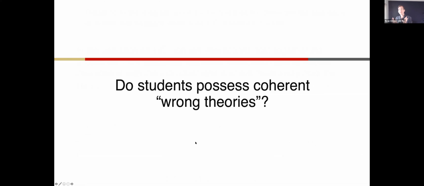So, to me, a natural progression from that sort of realization is this question of, do students have these sort of coherent wrong theories that they're drawing on when we ask them to make sense of phenomena in terms of atomic molecular behavior? There's quite a lot published on this, a ton in physics ed, which I'll reference on a later slide. I'm just going to pick one study that I really enjoy.